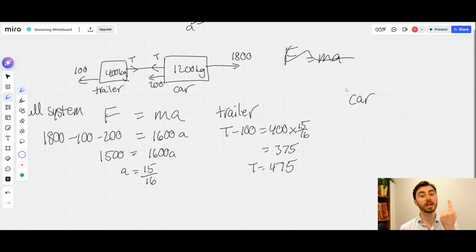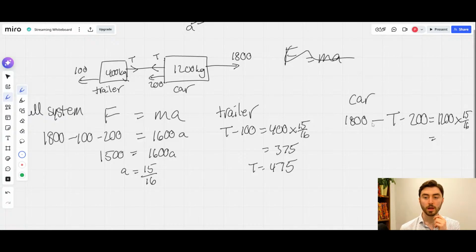considering F equals ma, in the forward direction we have 1800. In the reverse direction, we have the tension acting on the car and we have the 200 acting on the car. And this will be equal to 1200 times the acceleration as well. Which means that 1600 minus T will equal 1200 times 15 over 16, which is 1125, which means, again, the tension is 475.